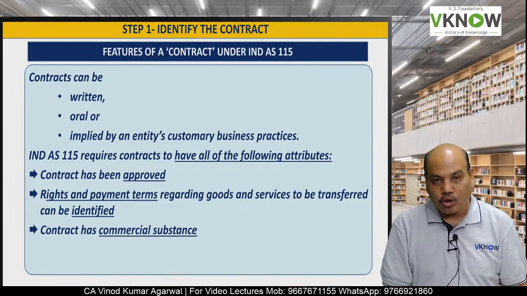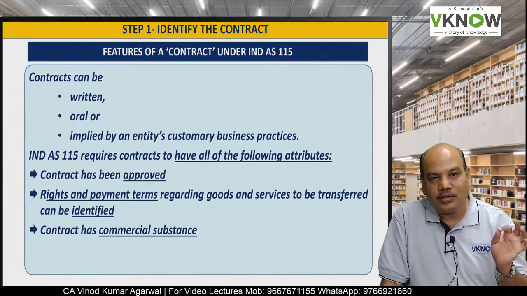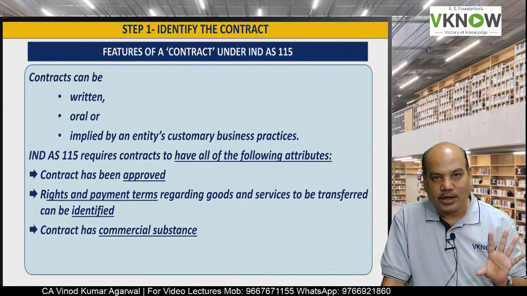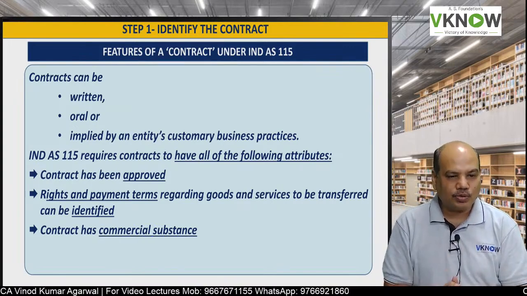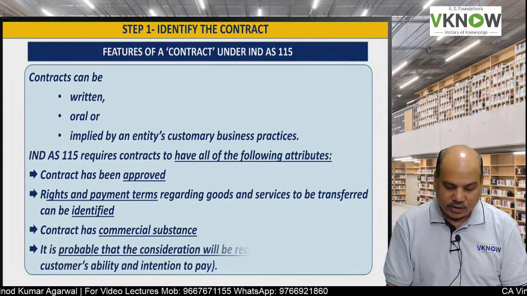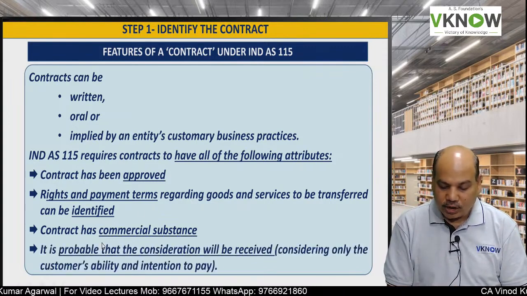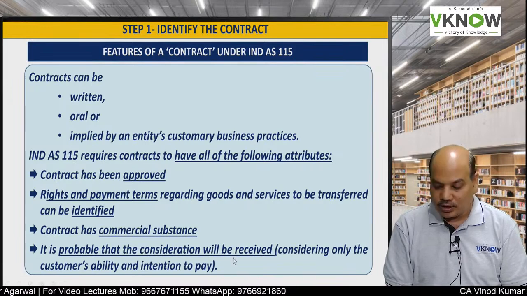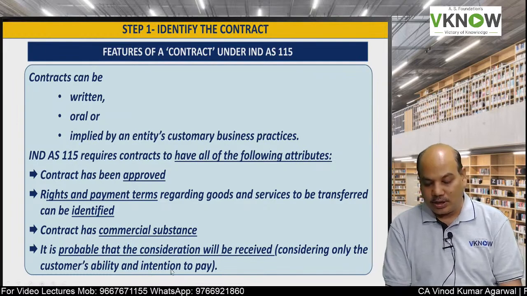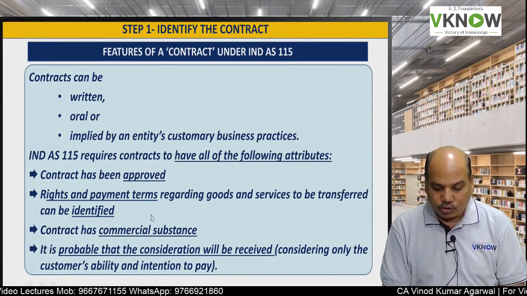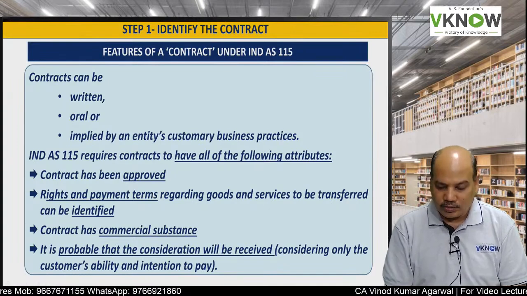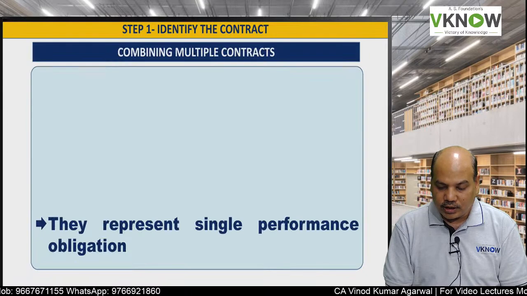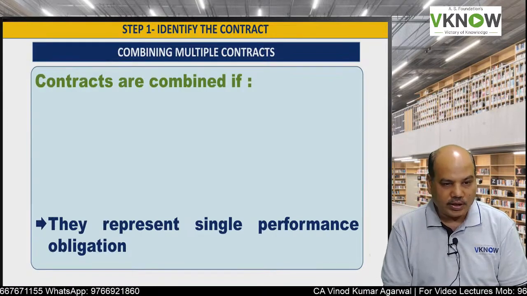Third, the contract should have commercial substance. That means the contract should result in a change in the cash flow of the parties. That is commercial substance. And it is probable that the consideration will be received, considering only the customer's ability and intention to pay. So if these conditions are available in a contract, then this is a contract for the purpose of this standard.